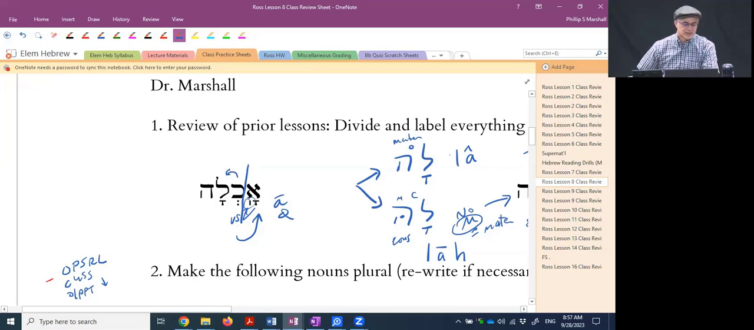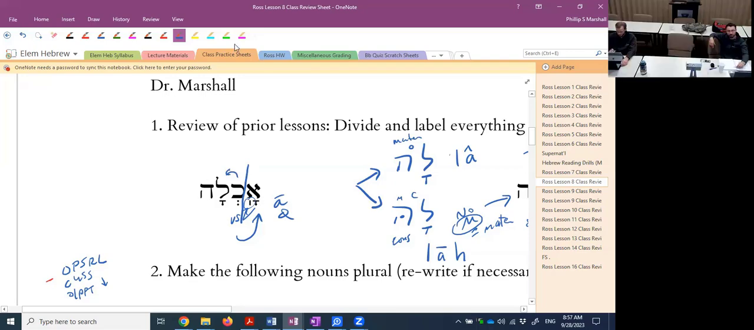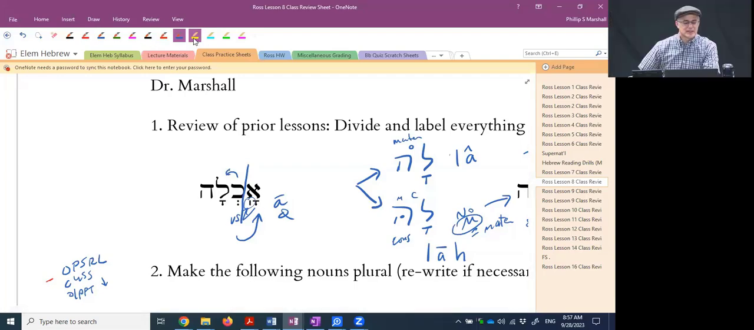So, should I divide anywhere else here? How many vowels do I have? I have 2 vowels, right? And that's it, 1 and 2. So, that's it. We're done dividing.